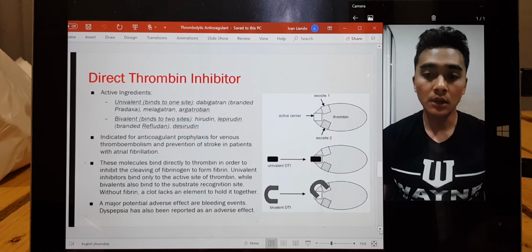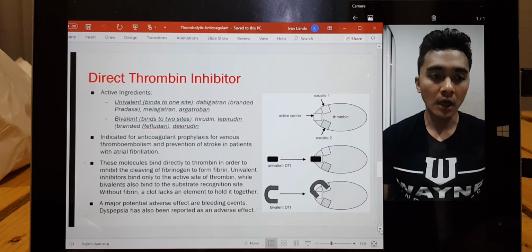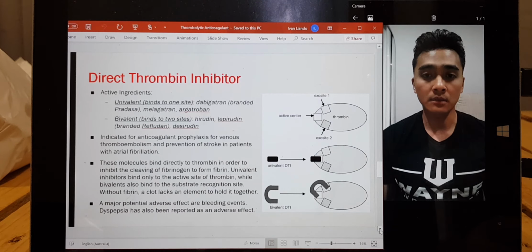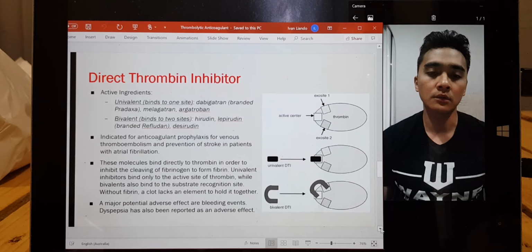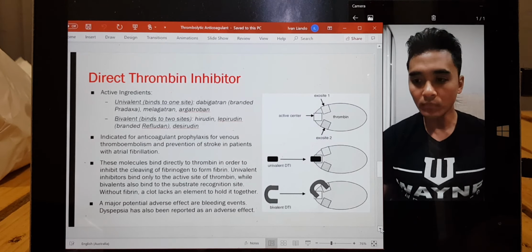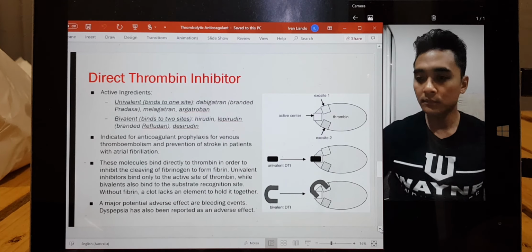This ultimately inhibits thrombin from cleaving fibrin from fibrinogen, and without fibrin, a clot lacks that mesh-like structure that holds everything together and makes it clot. And similar to warfarin, the adverse effect of this treatment option is bleeding.